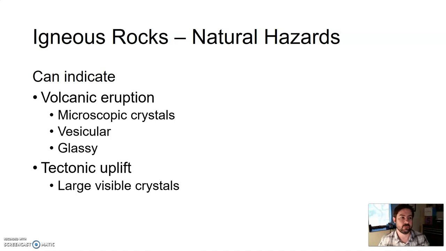Think back to plate tectonics, how that moves things around, basin and range formation. It tells a story. Rocks can tell a story. That's why I said that at the beginning of this section.